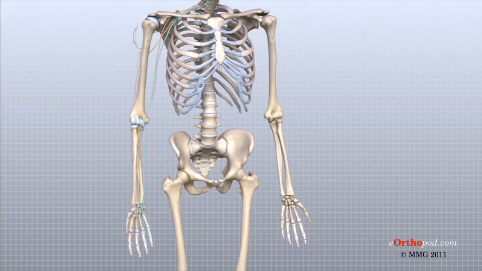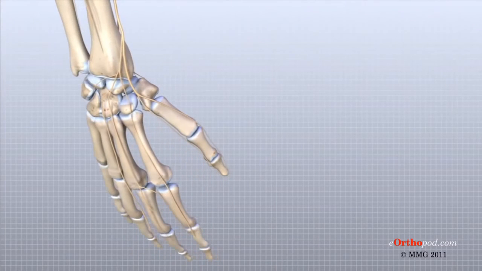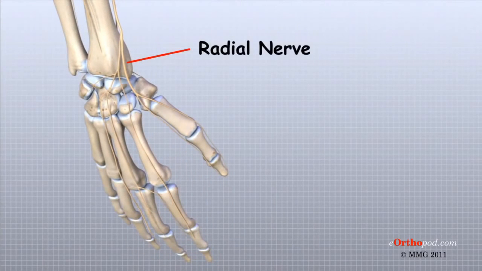The radial nerve runs along the thumb side edge of the forearm. It wraps around the end of the radius bone toward the back of the hand. It gives sensation to the back of the hand from the thumb to the third finger. It also supplies the back of the thumb and just beyond the main knuckle of the back surface of the ring and middle fingers.